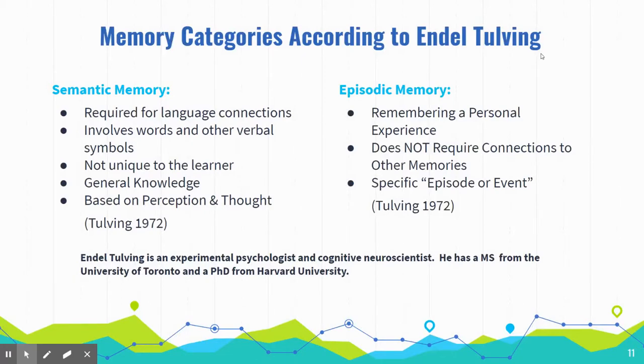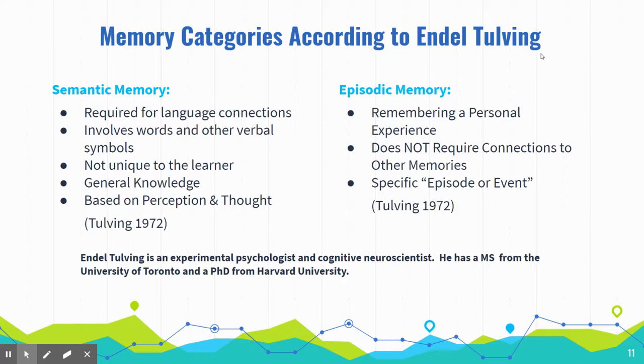Endel Tulving is the experimental psychologist and cognitive neuroscientist who developed the memory test we began a few moments ago. He separates memory into 2 main categories: semantic memory and episodic memory. In semantic memory, it is the base of general knowledge. It is not unique to the learner. You may know that cookies require sugar as an ingredient. We could ask many different individuals who could tell us this information. This is a semantic memory.